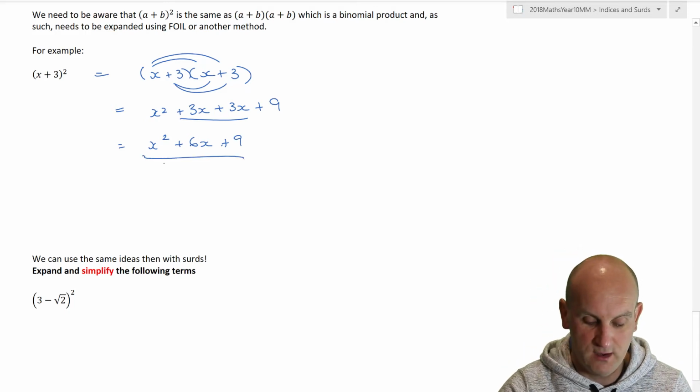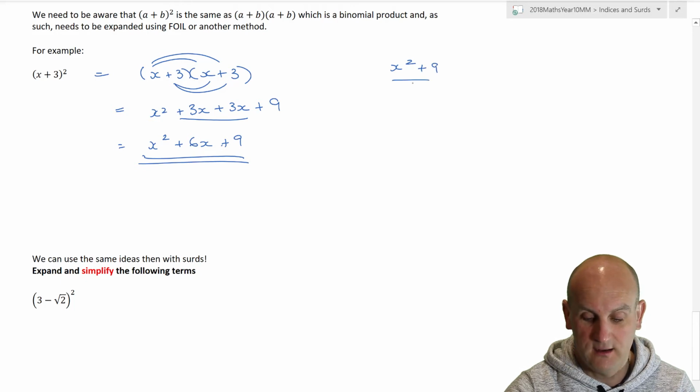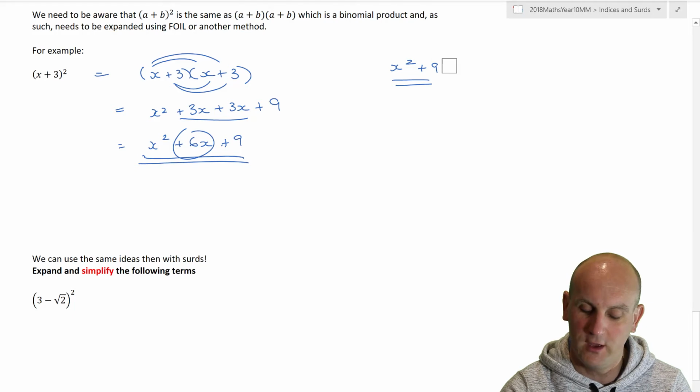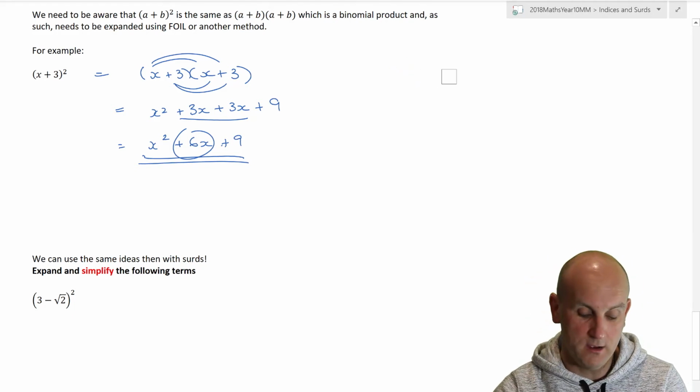And there is my final answer, which is very different from what some people think x squared plus 9 is. Notice you've actually missed out that middle term altogether. So if you do that in an exam, sadly, you will lose hundreds and hundreds of marks.